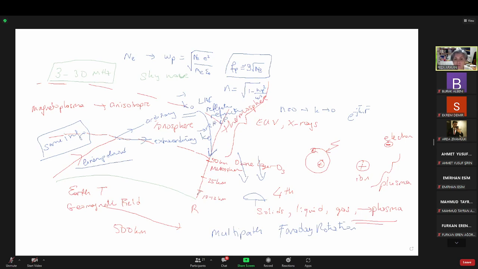So within the skip distance of 500 kilometers to thousands of kilometers, you can communicate over the conducting layer of the ionosphere. Okay, that's in the HF band, high frequency. In Turkish, we call it kısa dalga, KD. Tamam mıyız?